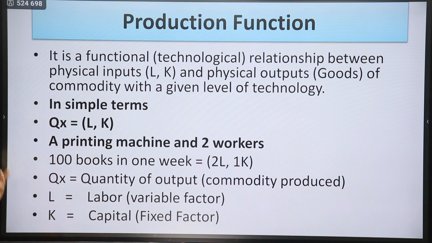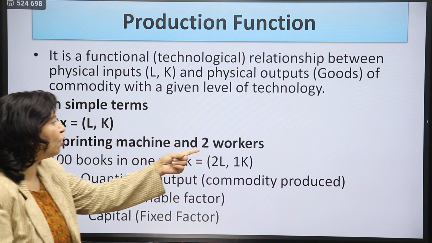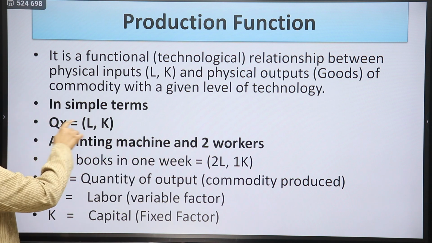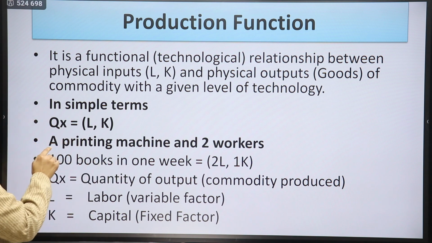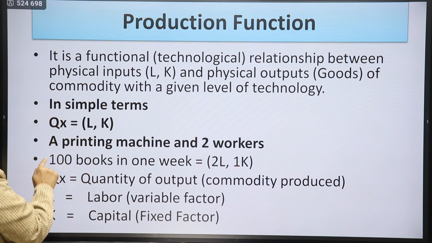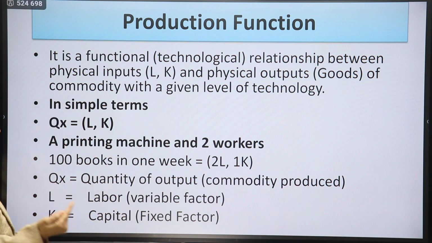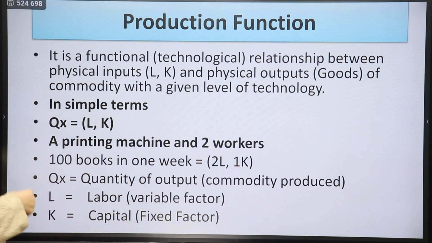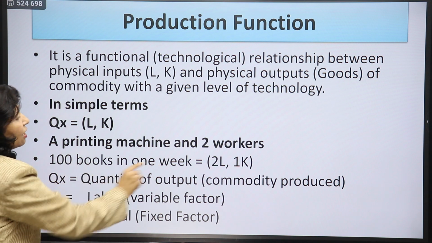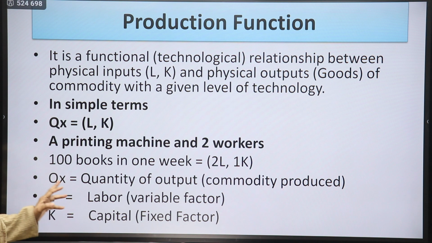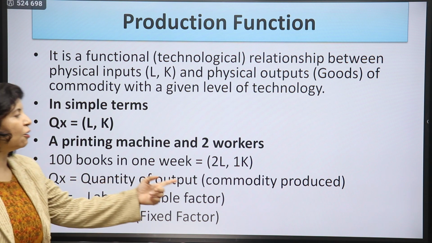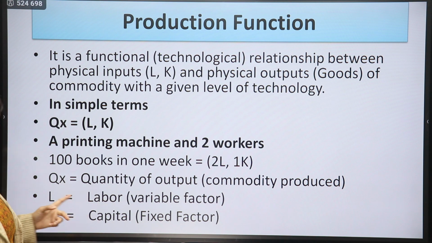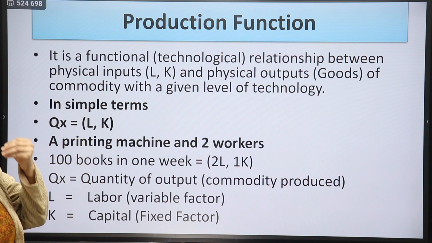Then a printing machine. For example, we have a printing machine, one machine and two workers. So, this production function will take this form: 100 books in 1 week. So, this is Qx, 100 books in a span of 1 week, is equal to 2 laborers and 1 capital. That means with the help of 2 workers and 1 printing machine, we are producing 100 books in 1 week. This is production function in simple terms. Then Qx is what? Quantity of output, commodity produced. This is quantity of output of any commodity. You can say X commodity. X means anything or everything in this world, right, anything.